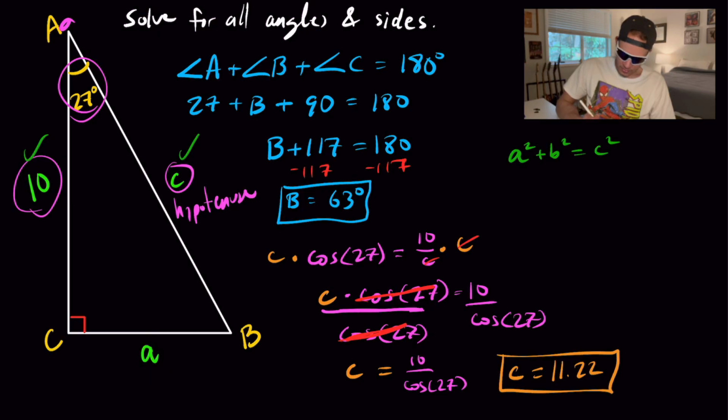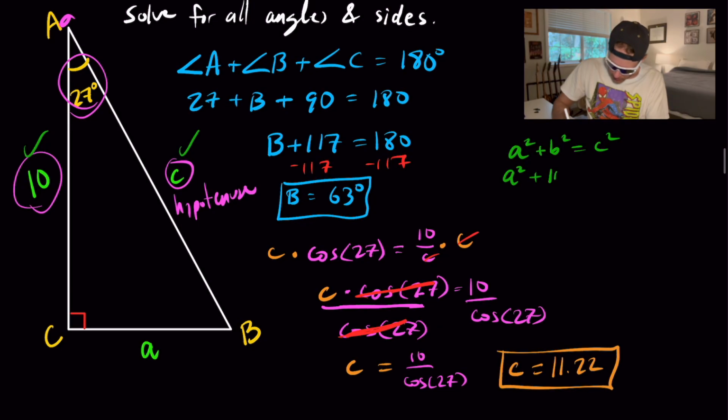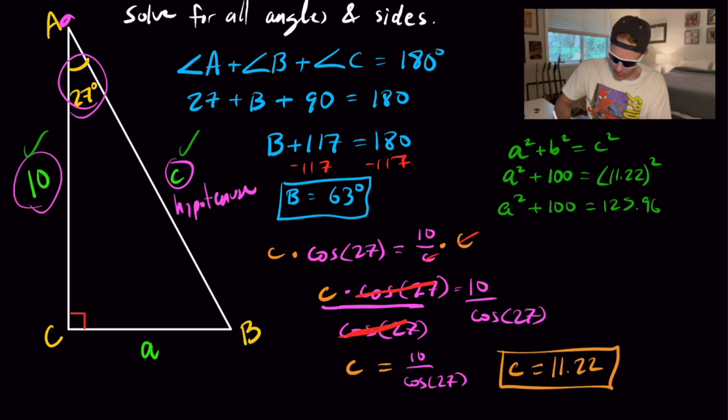Well, A squared, that's our unknown, so I'm going to leave that as A squared, plus B squared, right? That's the other leg, so that's 10. And I can just say, hey, what's 10 squared? 10 times 10, that's going to be 100, equals C squared. So that is 11.22 squared. I don't know what that is off the top of my head, so I'm just going to punch that in the calculator, and we'll get A squared plus 100 is equal to 125.96.